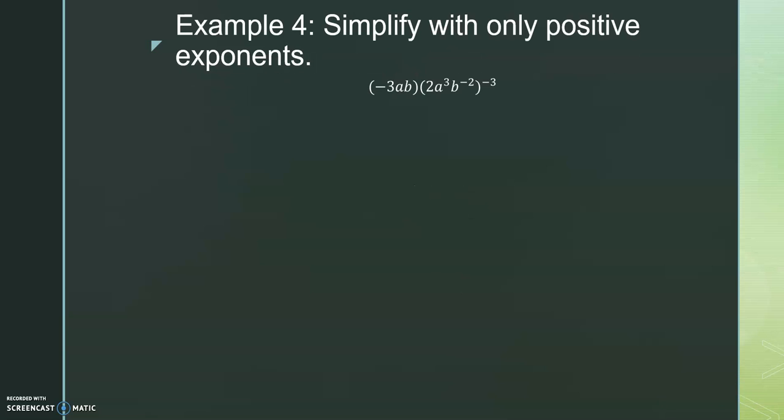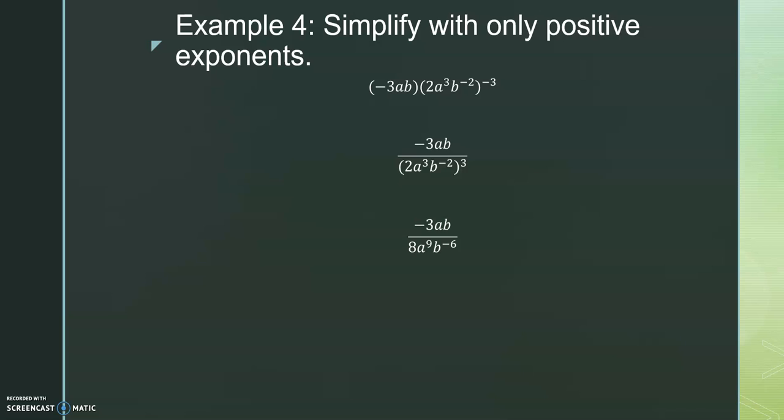Example 4, negative 3ab times 2a to the third, b to the negative second, all raised to the negative third power. That negative third power moves all those things inside those parentheses to the denominator. Now simplify the denominator with that power of 3. 2 to the third is 8. A to the ninth, b to the negative sixth.